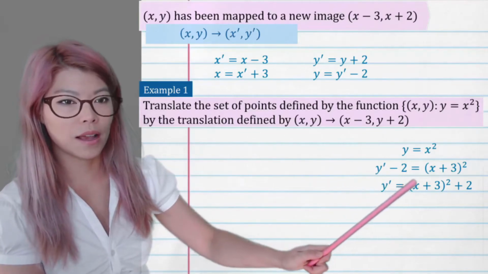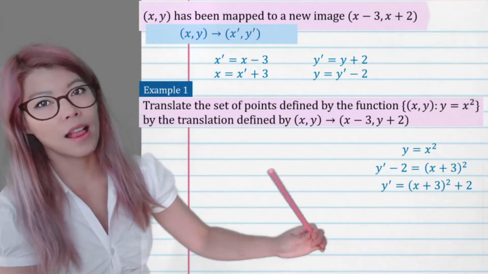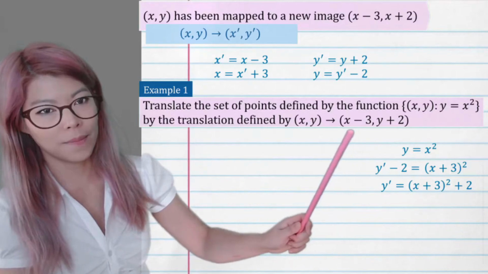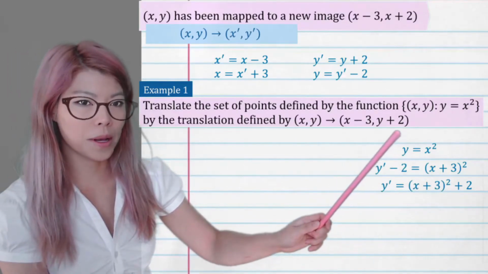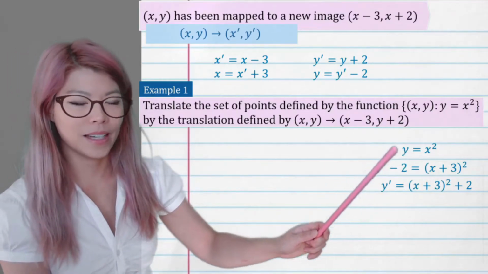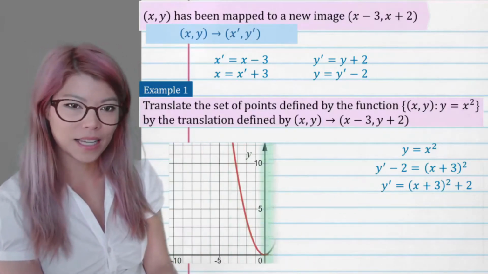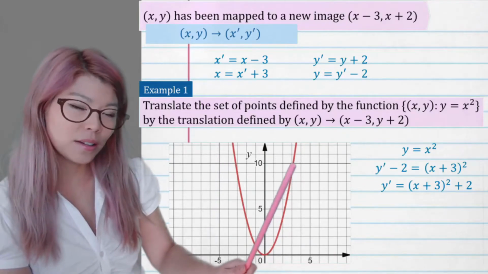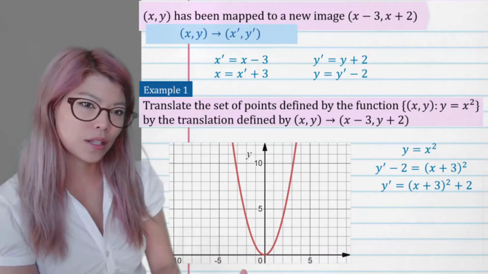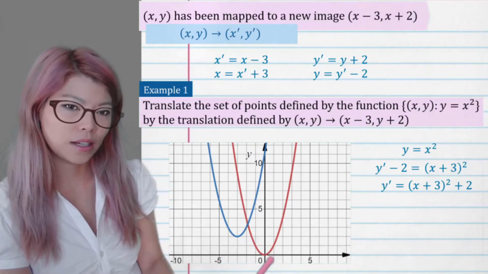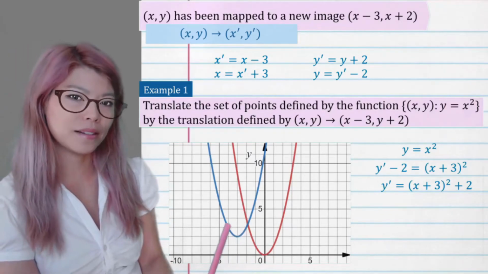And it makes sense. Remember, we used to say x + 3 means moving to the left by 3. And + 2 means we're going up by 2. So now you can see where we get this equation from. Let's have a look. So x squared looks like that. And what does (x + 3) squared + 2 look like? It has been translated to the left by 3 and up by 2.